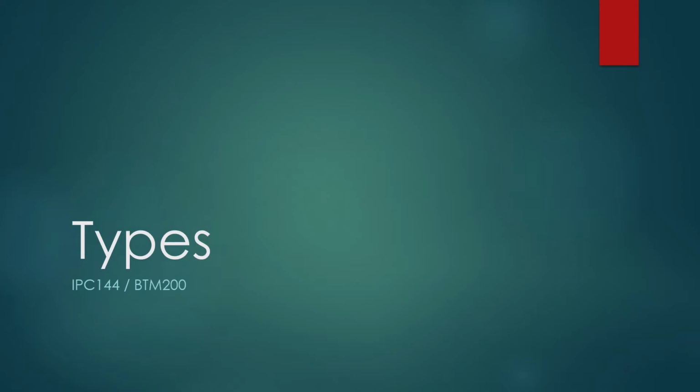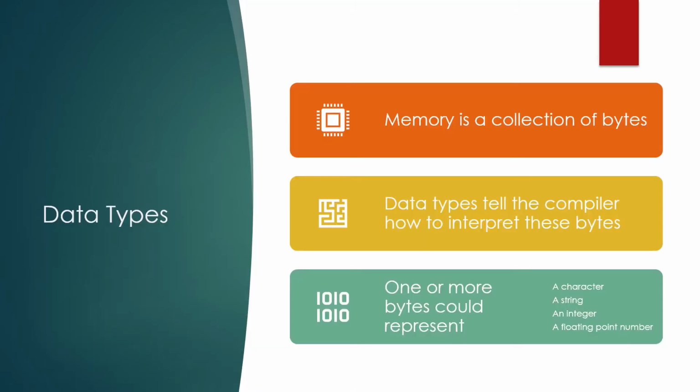This presentation will explore how the computer stores different data types in its memory. Memory is simply a collection of bytes, and it can be used to store any different type. You have to tell the computer what type is stored there. Otherwise, it has no idea how to interpret those bytes. So a byte or several bytes could be used to represent a character, a string, an integer, a floating point number, and until you tell it, it has no idea what kind of information is stored in that memory.